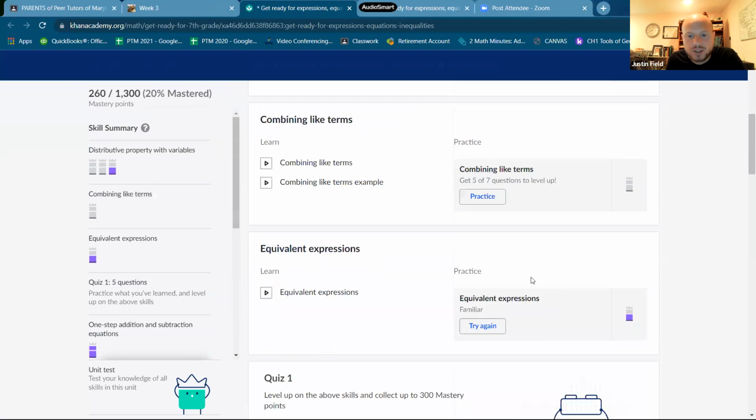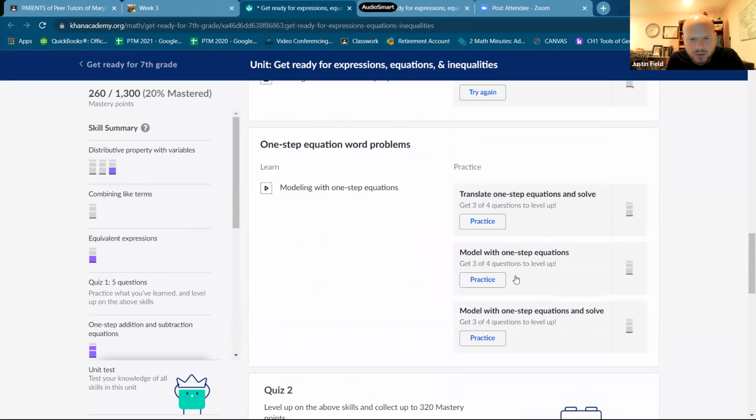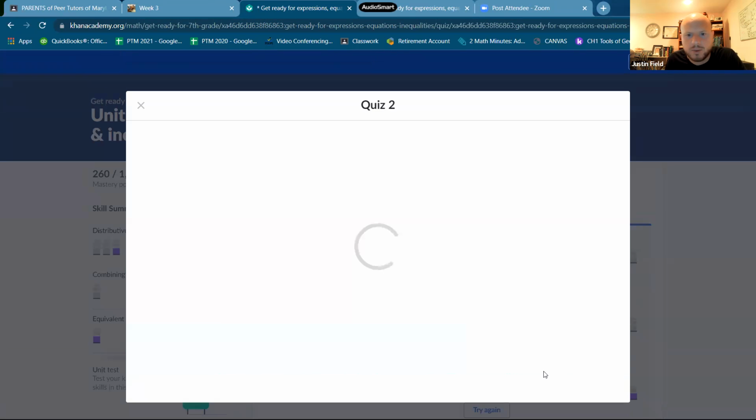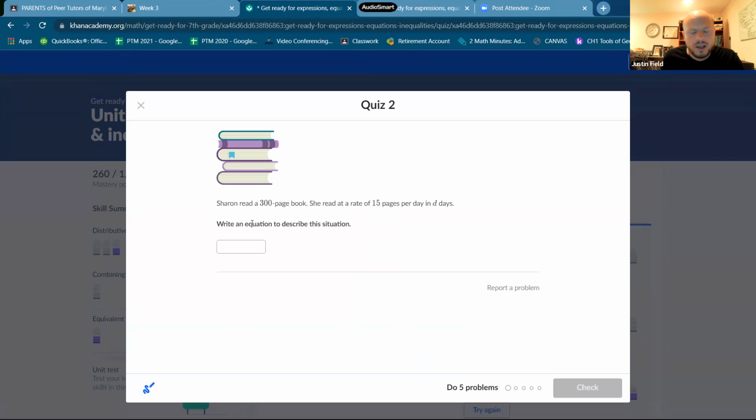All right, let's do quiz 2. And of course, post anything in the organizer you want a further explanation about. That's the point, right? All right, quiz 2. Sharon read a 300-page book. She read at a rate of 15 pages per day in D days.